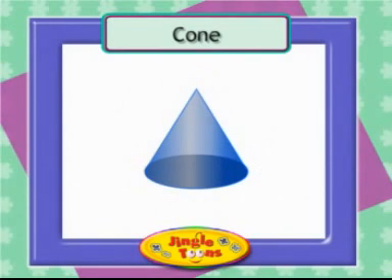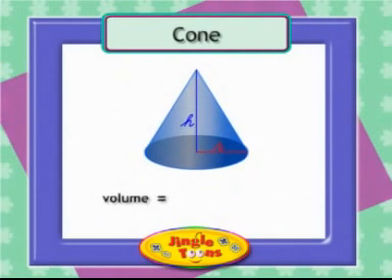And the formula to find the volume of a cone with the base radius r and height h is volume is equal to 1 upon 3 multiplied by pi multiplied by r squared multiplied by h.